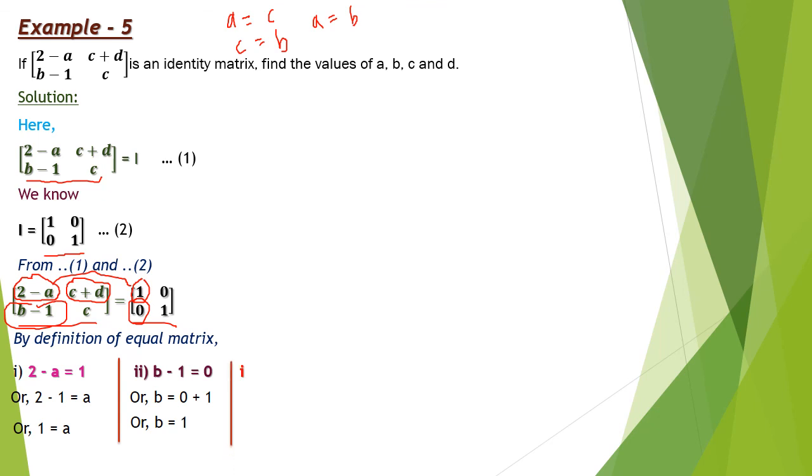Third, C is equal to 1, we can directly write, you can see C is in the second row second column, and 1 is in the second row second column. Now finally, at last, the fourth, C plus D, you can see first row second column. Now we have the value of C, we can replace it: 1 plus D equal to 0. Now the value of D will be minus 1.